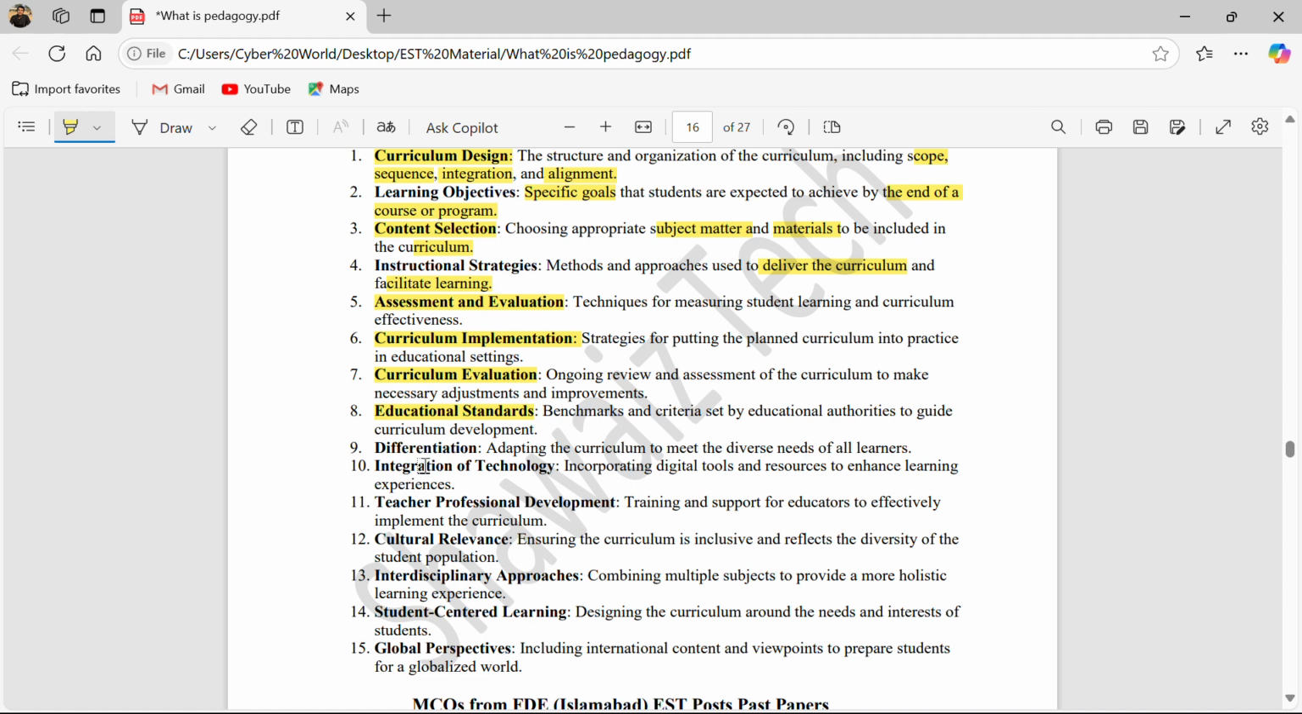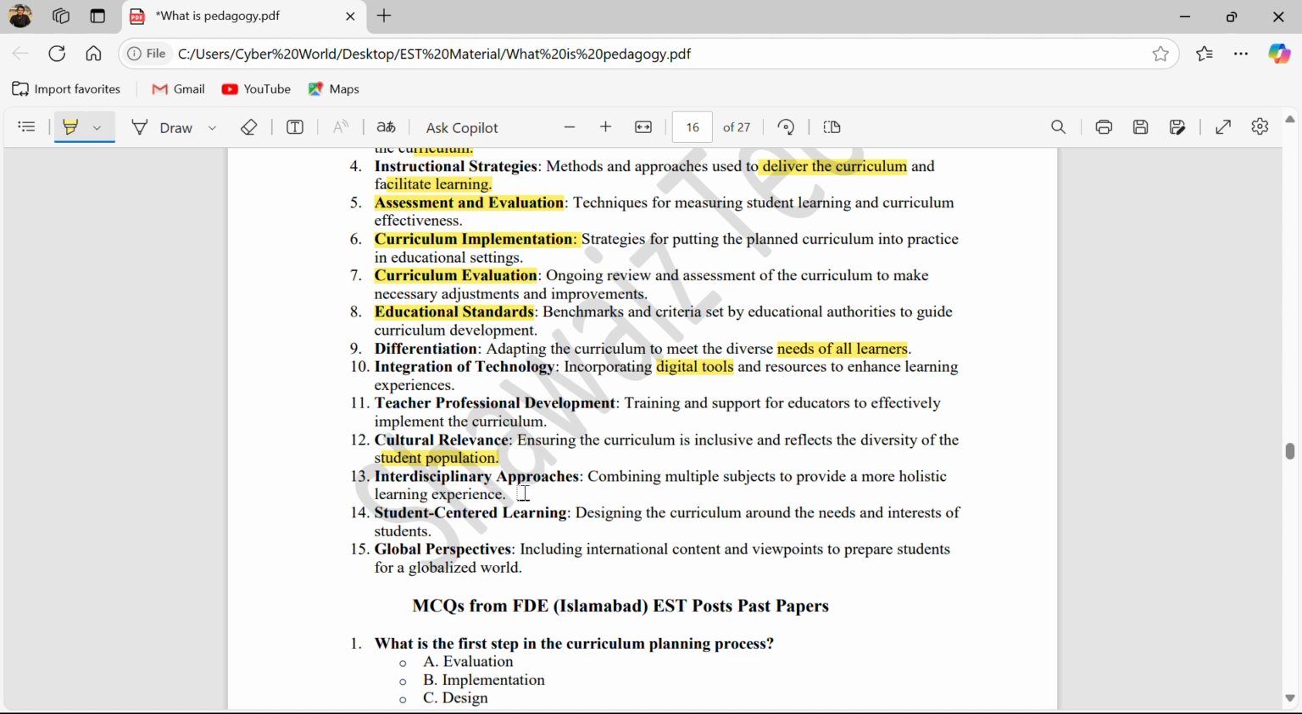Next is differentiation, adapting the curriculum to meet the diverse needs of all learners. Integration of technology, incorporating digital tools in learning. Teacher professional development, training and support for educators to effectively implement the curriculum. Next is cultural relevance, ensuring the curriculum is inclusive and reflects the diversity of the students' population.